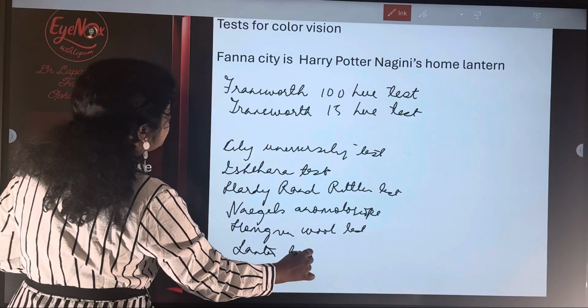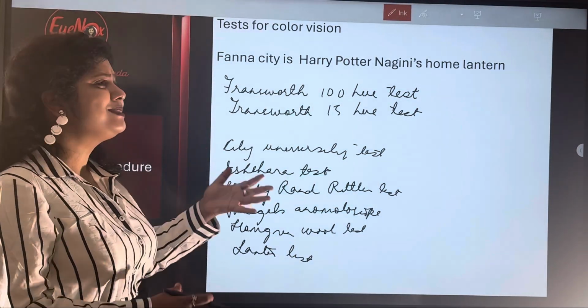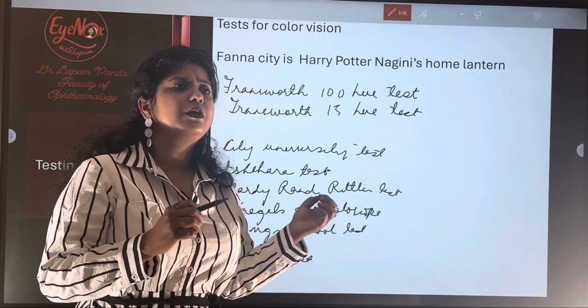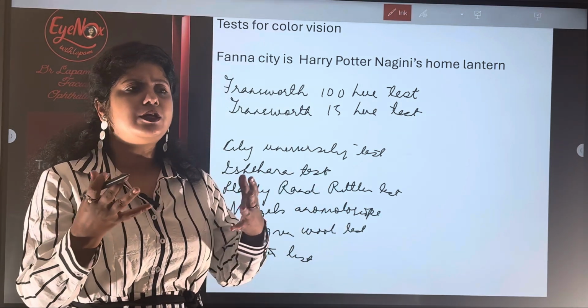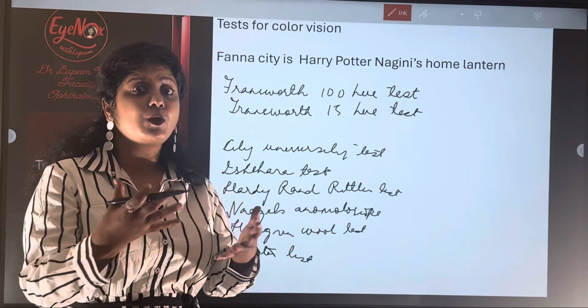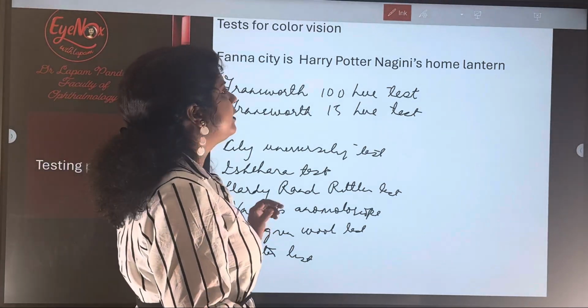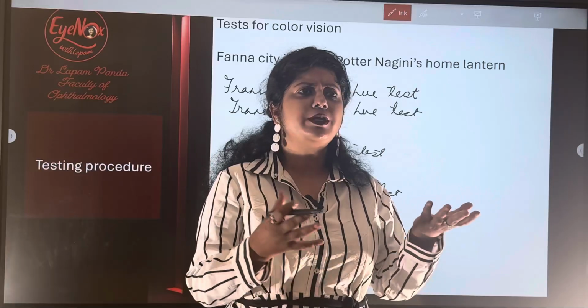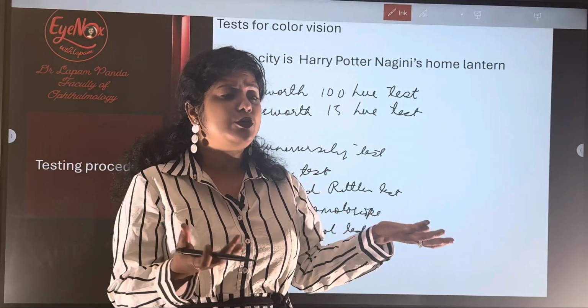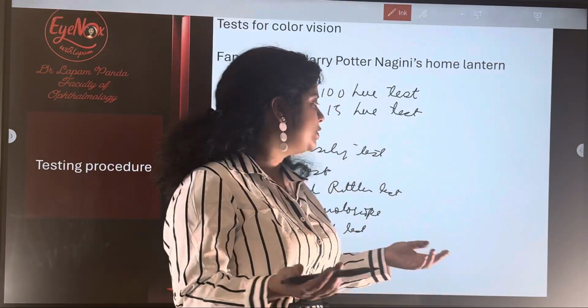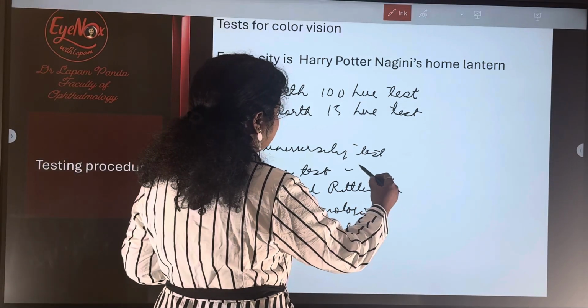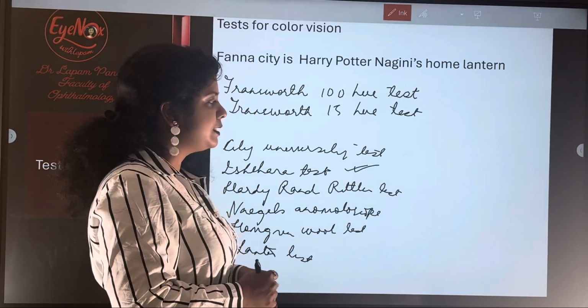Okay. So every test has its own importance in terms of whether it's for screening, confirmatory, qualitative, or quantitative. But among them, the most important test that we use on a day-to-day basis for screening and for knowing if there is any color vision defect in the patient is the Ishihara test. So this is the most important test that is being done.